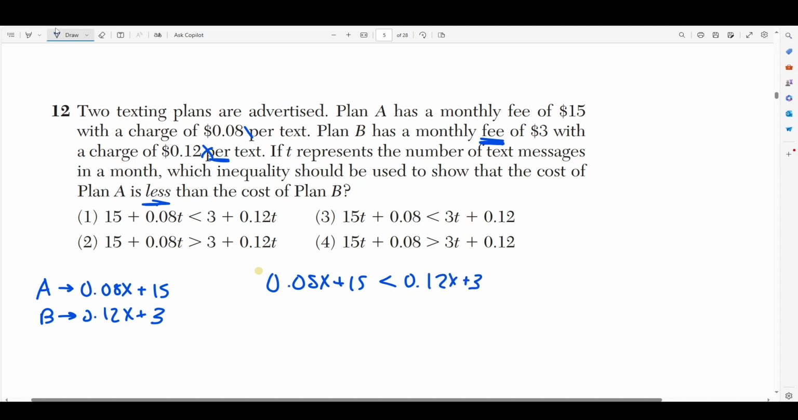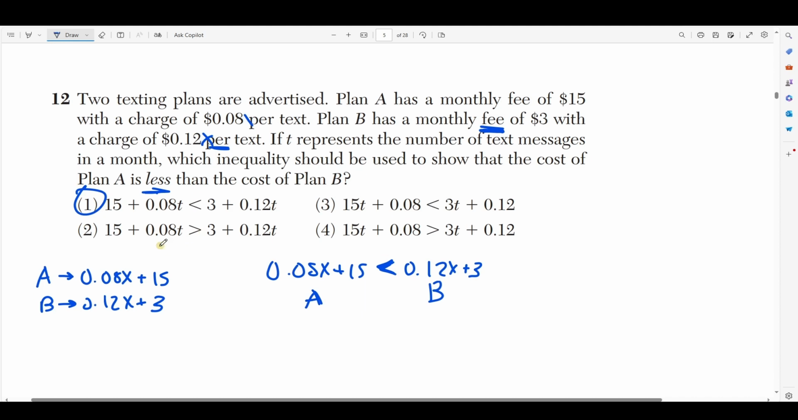So I need this number to be bigger. Remember that the alligator sign, or the greater than or less than symbol, points to the number that's greater, right? So here 0.12x plus 3, which is plan B, is greater than plan A, which means that plan A has to be less than plan B, right? Plan B costs more than A. So which one of these represents that? It has to be choice number 1. Here they use t for x, but it doesn't really matter.